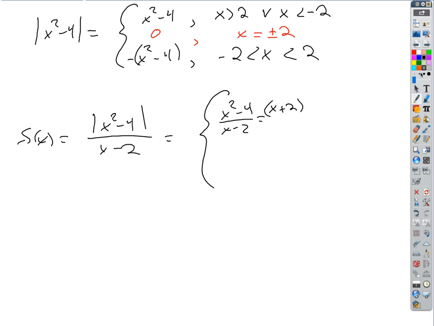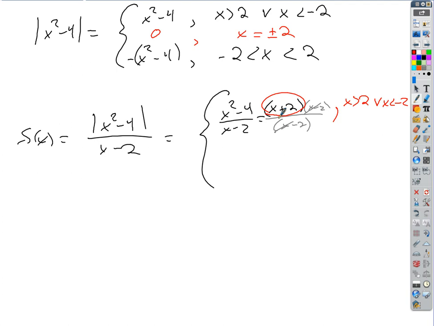And then technically it's x plus 2 times x minus 2 over x minus 2, right? But those parts would cancel, and that's going to be in the domain when x is greater than 2 or x is less than negative 2. So that's all we're left with. It's going to be a line there, isn't it? The line x plus 2.